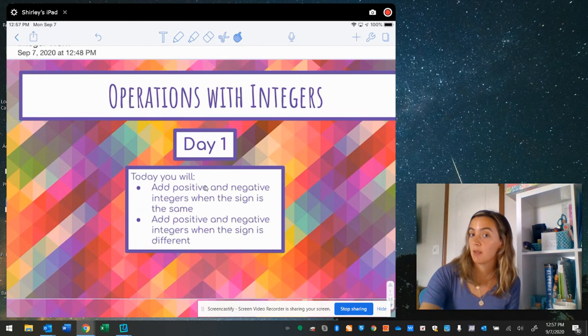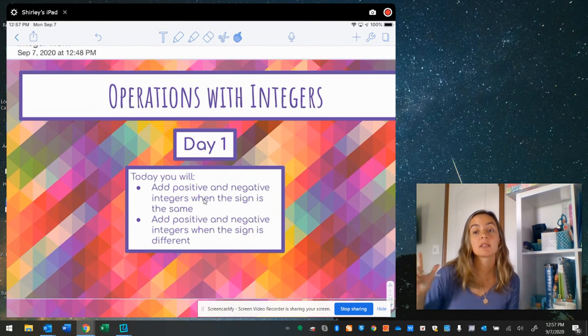You might remember some of this last year from 6th grade, but in order to be successful in algebra this year, we really want to remember these skills. So we're going to spend all week practicing. We're going to add and subtract, multiply and divide, go over the order of operations, and then simplifying algebraic expressions.